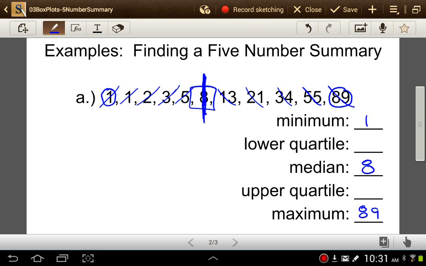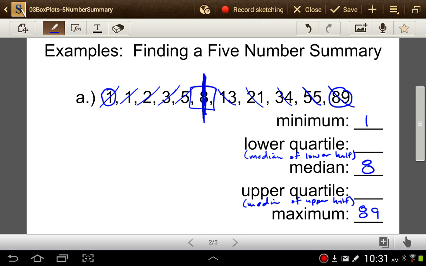Okay? Now for lower quartile and upper quartile, all that is is the median of the lower half. The lower quartile is the median of the lower half, and then the upper quartile is the median of the upper half. So that's all that those are. So you're just basically doing median 3 different times.